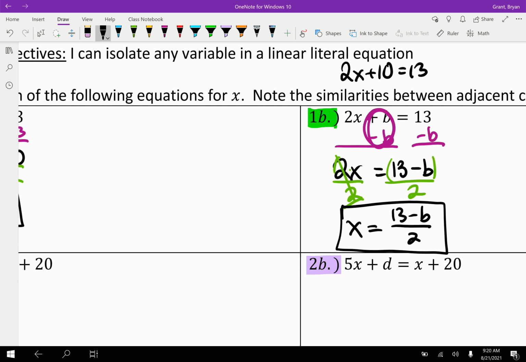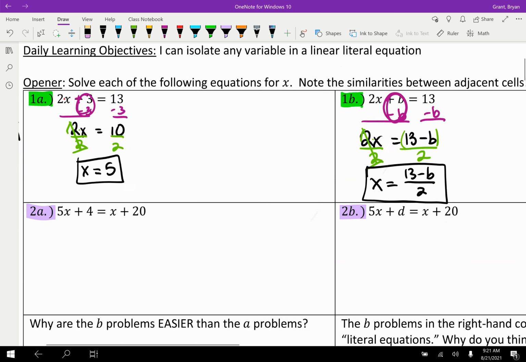So isolating a variable when there are multiple different letters or variables or constants in an equation is useful if you know you're going to be trying different values for that variable. And we'll see some examples of this near the end of today. All right, let's move a little bit quicker.